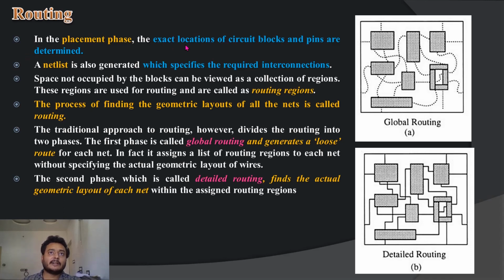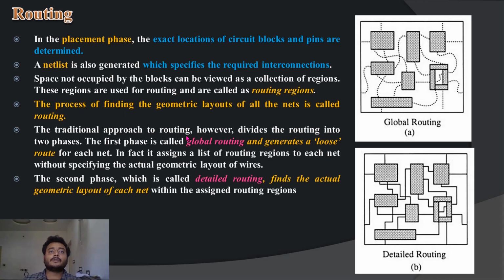So in the placement phase, the exact locations of circuits, blocks and pins are assigned. The netlist is also generated, which has information about these interconnections, and using that netlist it is going to identify the routing regions, that is, which are the possible ways you can route, and find the routes wherever routing area is possible. That process is called the routing process, to get all the nets interconnected.